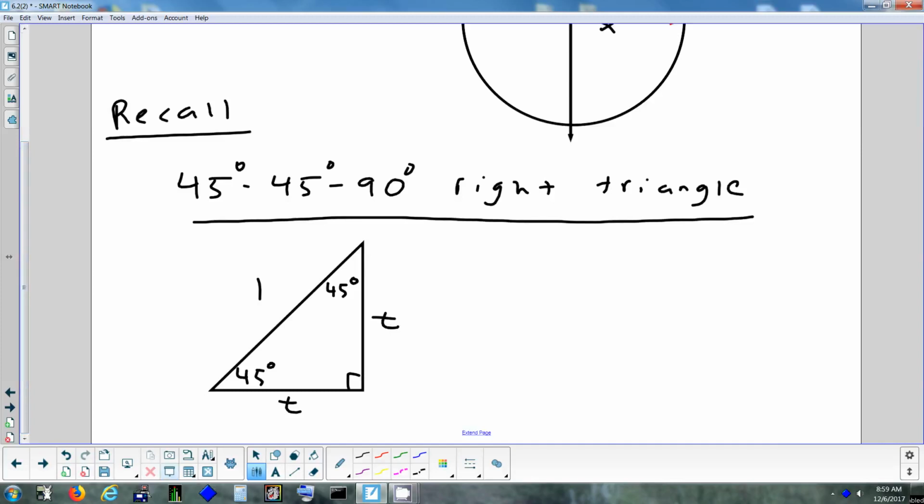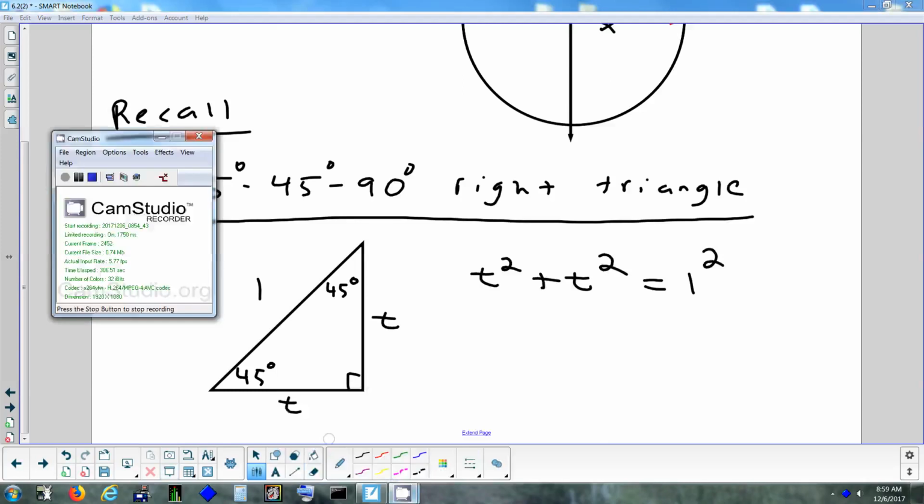And now, how could you solve for T there? What theorem could you use that involves the sides in a right triangle? Leo? Pythagorean theorem. Yeah. Can you plug in what I have here into the Pythagorean theorem? 2t squared equals 1. Yeah. We have t squared plus t squared equals 1 squared. And it'll simplify to what Leo just said.